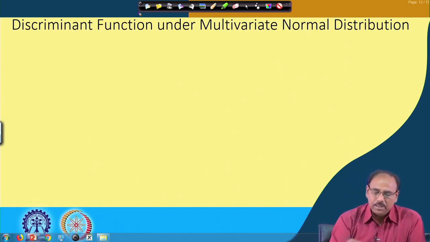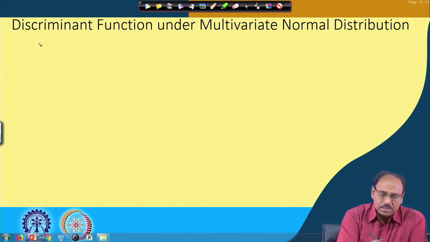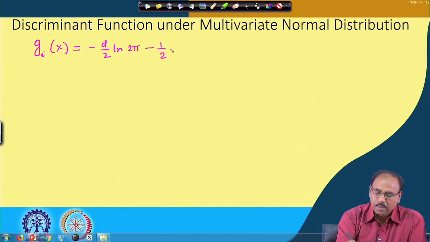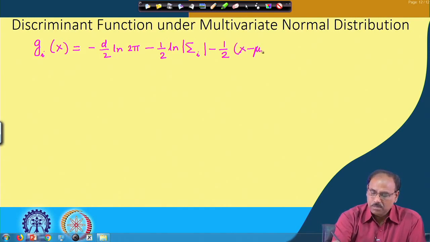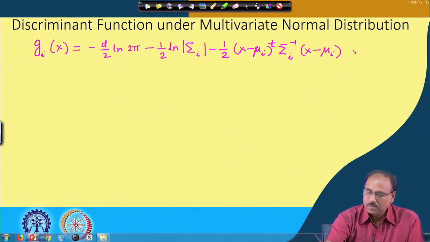So, to see what will be the nature of the discriminant function in such a case, let us go back to the original g I x, where we have seen that g I x was minus d by 2 log of 2 pi minus half log of determinant sigma I minus half x minus mu I transpose sigma I inverse x minus mu I plus log of p omega I.